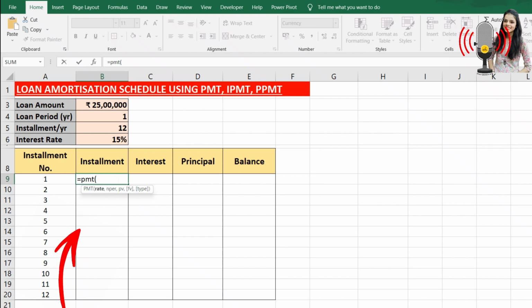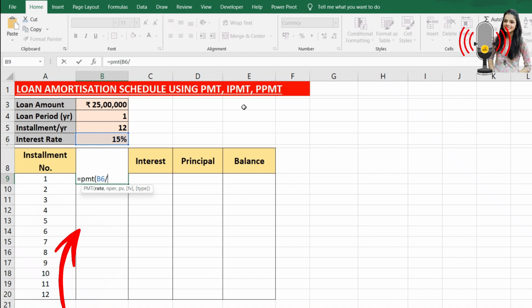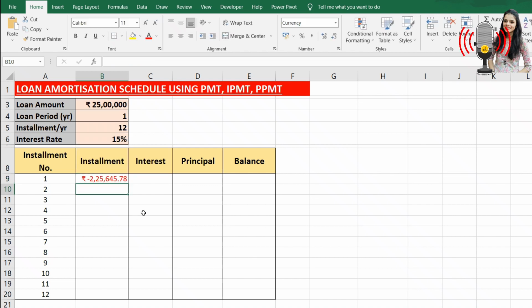It is asking for the rate. Rate is 15%. We'll divide our interest rate by 12 because the number of installments is 12. NPER is the period, so it would be 12 months. What is the present value? Present value is 25 lakh, or the amount for which we have taken the loan. 25 lakh. And then close the bracket, press enter. You have your installment amount.